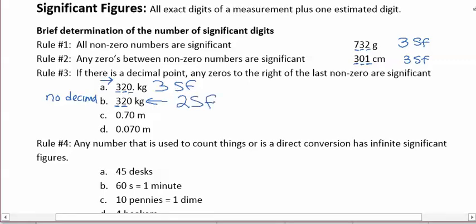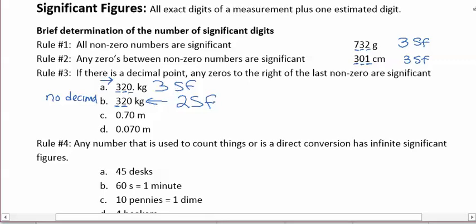So a decimal point can make a difference between 2 sig figs and 3 sig figs, or 3 sig figs and 5 sig figs, depending upon the number. So you want to be very careful with your decimal points, making them an intentional decimal point. So it's a clear decimal point, so it really looks like a decimal.